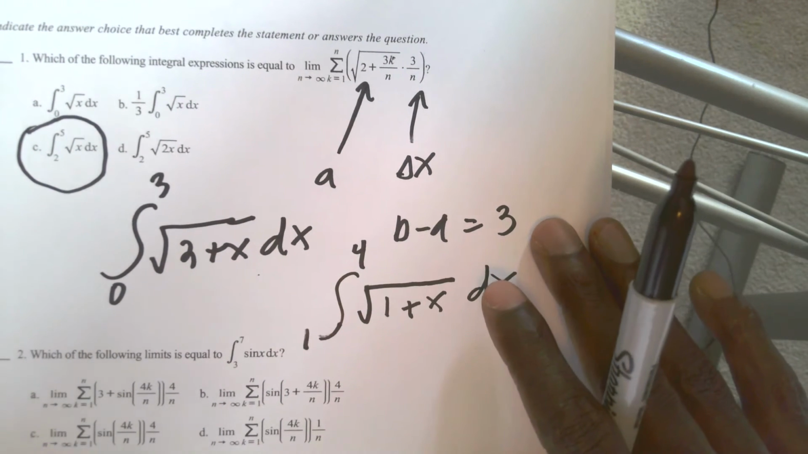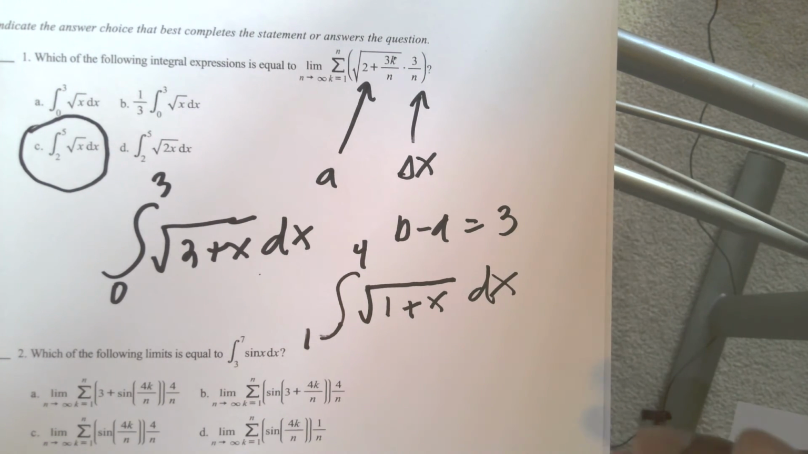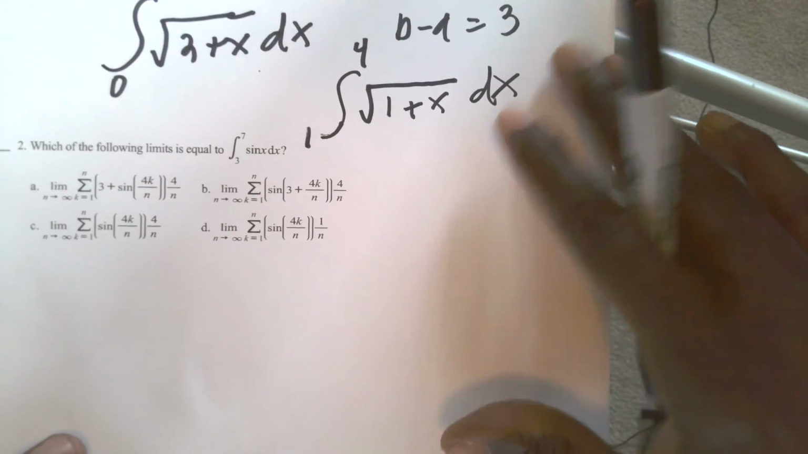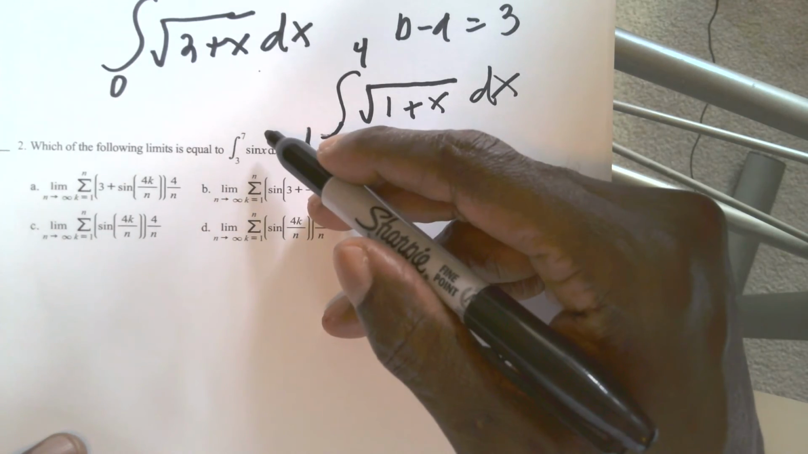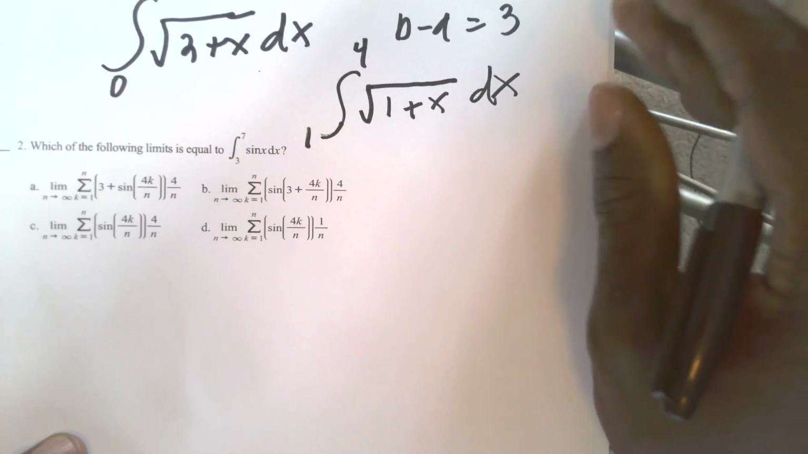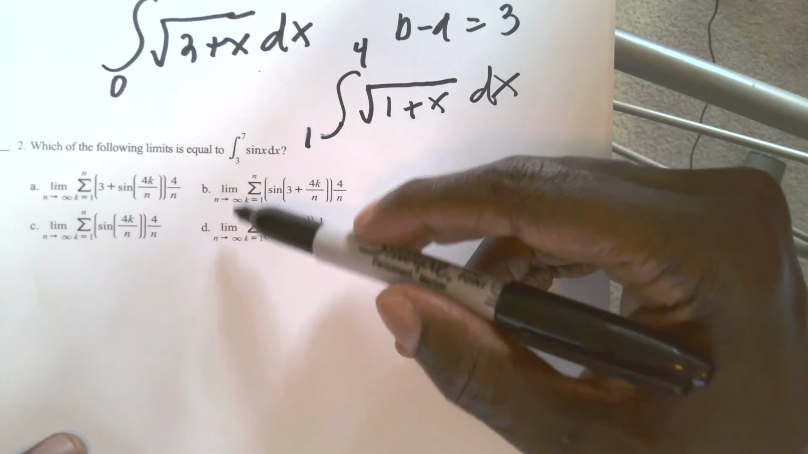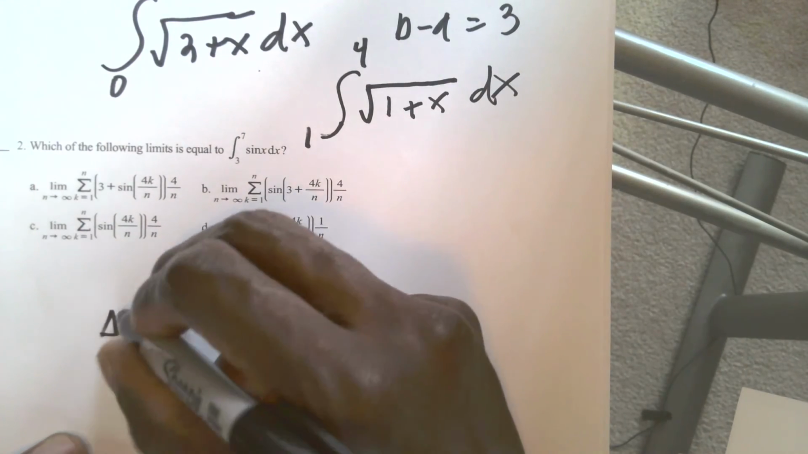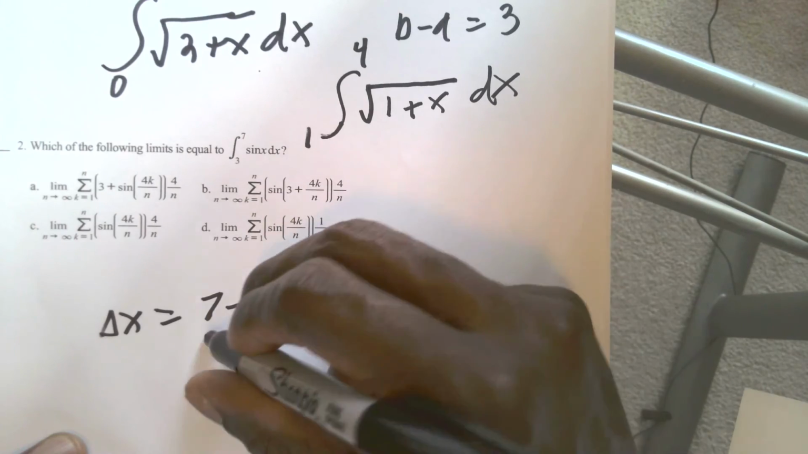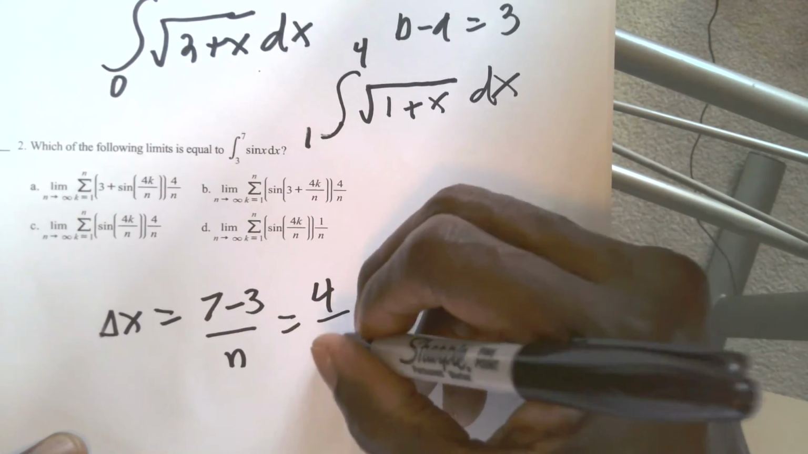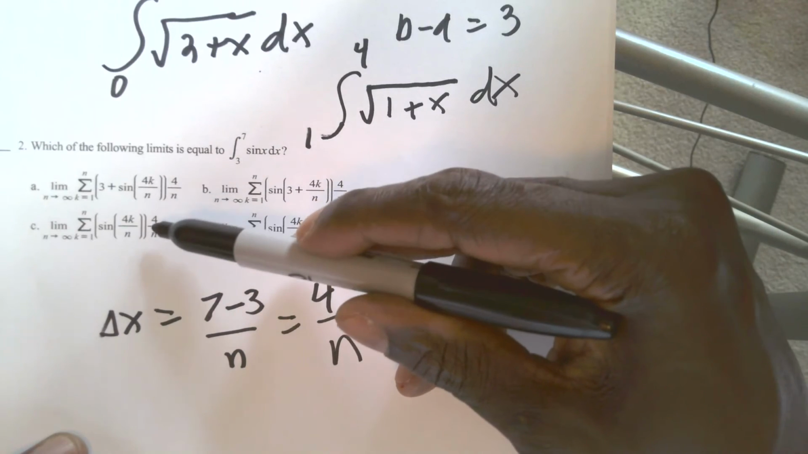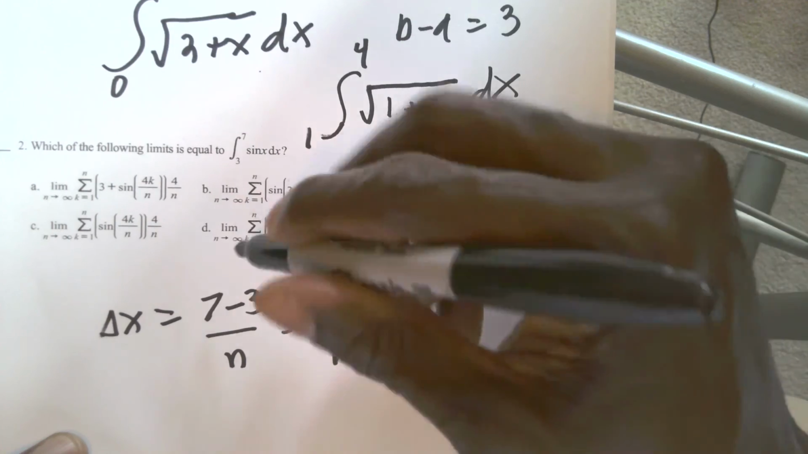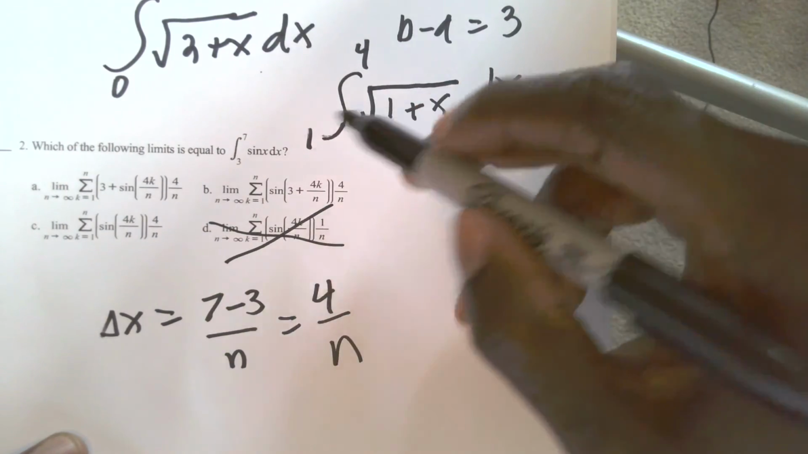I hope that didn't become too confusing. All right, let's look at the next problem. So the next problem, they're giving us a definite integral, and they want to see the correct sigma notation. So when they give me this, again, the first thing, I really love starting with delta x. So for this problem, delta x would be 7 minus 3 over n, or 4 over n. So when I look here, I better see 4 over n. If I don't see 4 over n, it can't be the answer. All right, so I got all these 4 over n's.